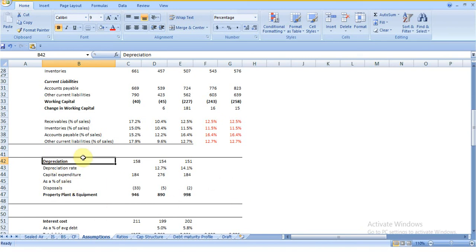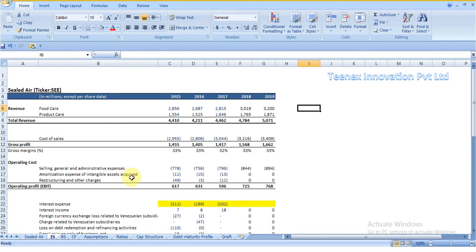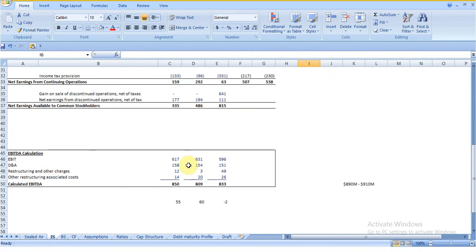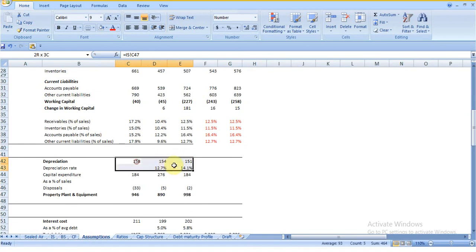Depreciation we have taken from the income statement, where we had the historical depreciation and amortization numbers from the company filing. We have taken it there. Now I have calculated this depreciation rate. How we calculate the depreciation rate, I'll just show you.